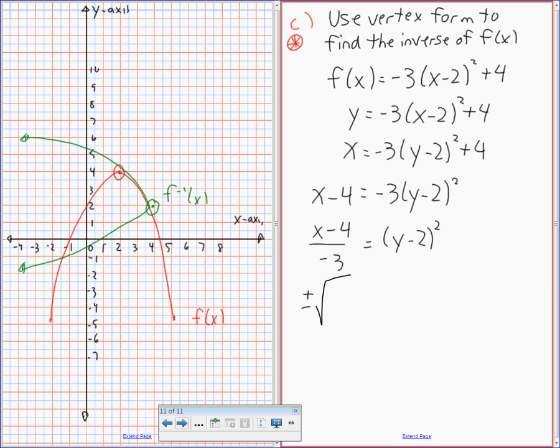I'm going to write plus or minus, because the positive square root is up like this, the negative square root's down like that. So that's what makes the total square root graph. And then I'll move it over.